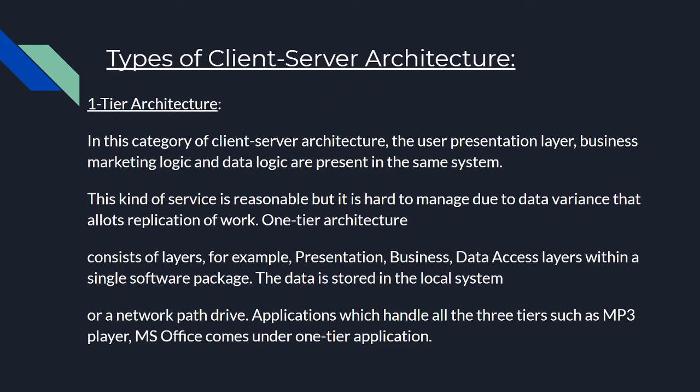Now we will see what types of client server architecture we have. Generally there are three types: one tier architecture, two tier architecture, and three tier architecture. Let's discuss one tier architecture. In this category, the user presentation layer, business logic layer, and the data logic layer are present in the same system.